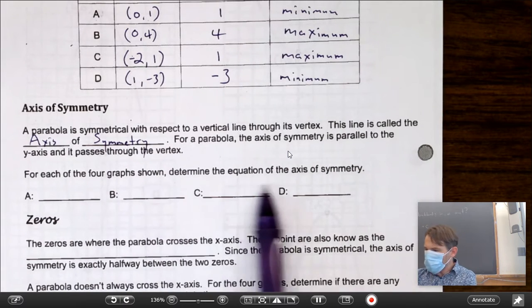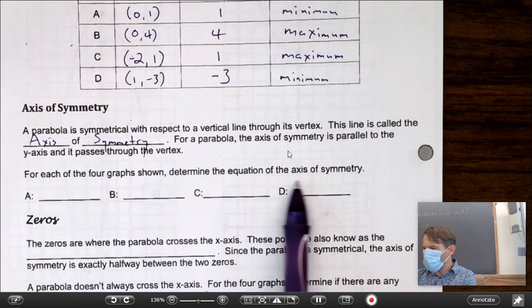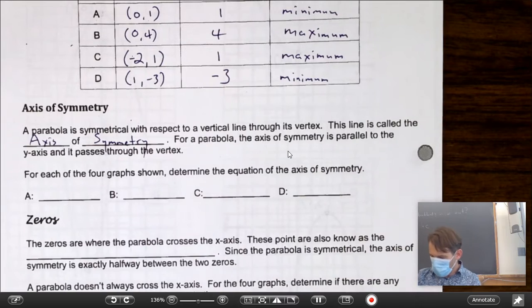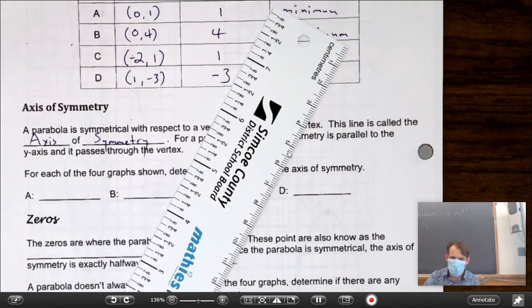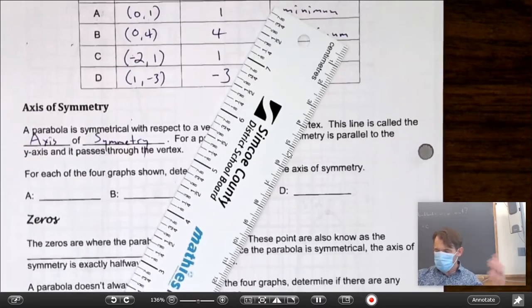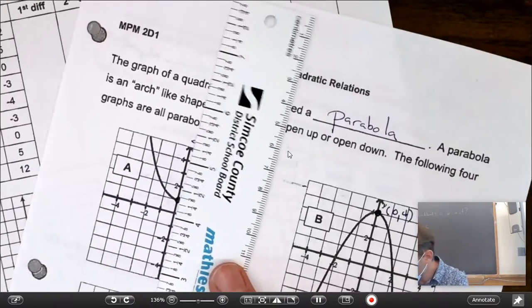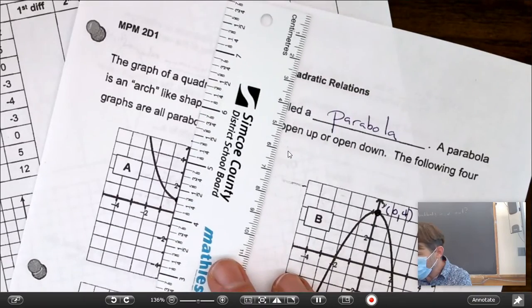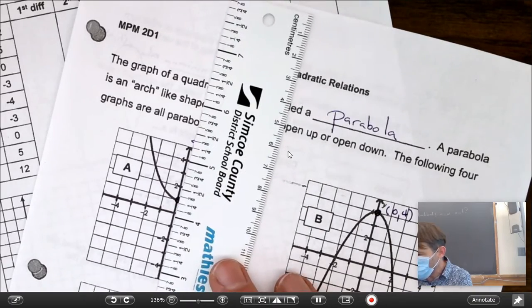Anyway, for a parabola, the axis of symmetry is always parallel to the y-axis, and it passes through the vertex. So what does that mean? For each of the 4 graphs shown, we want to determine the equation of the axis of symmetry. All right, so I'm going to start drawing on my parabolas some axes of symmetry. So go back over there, and what you're going to do is look here and say, what line is this parabola symmetrical around?